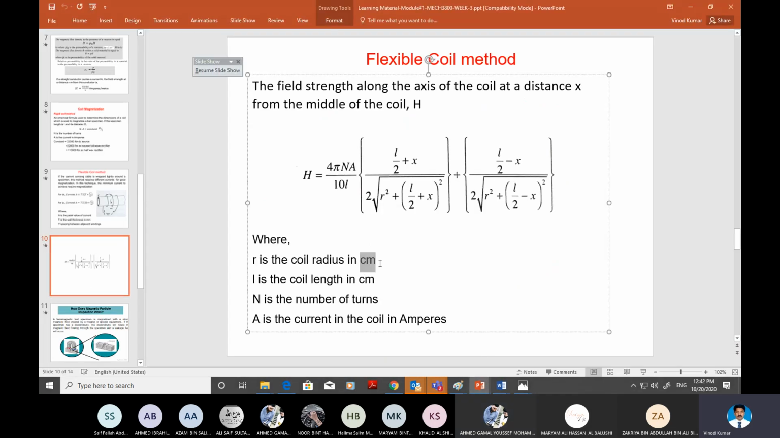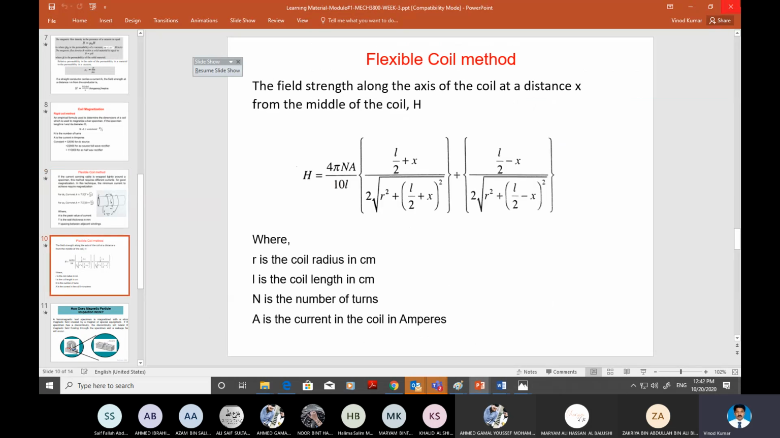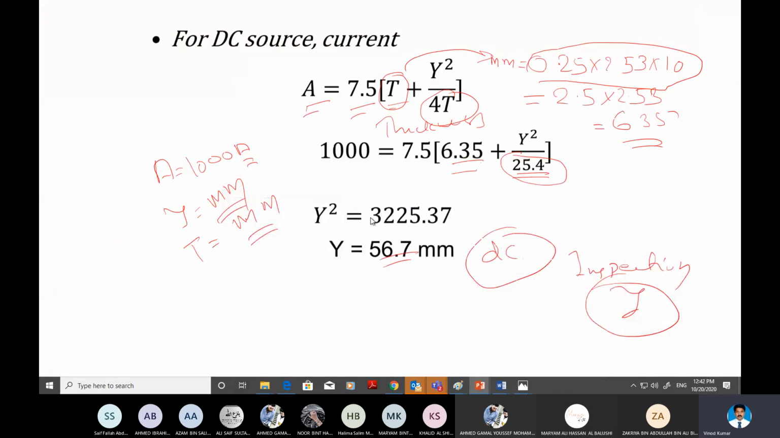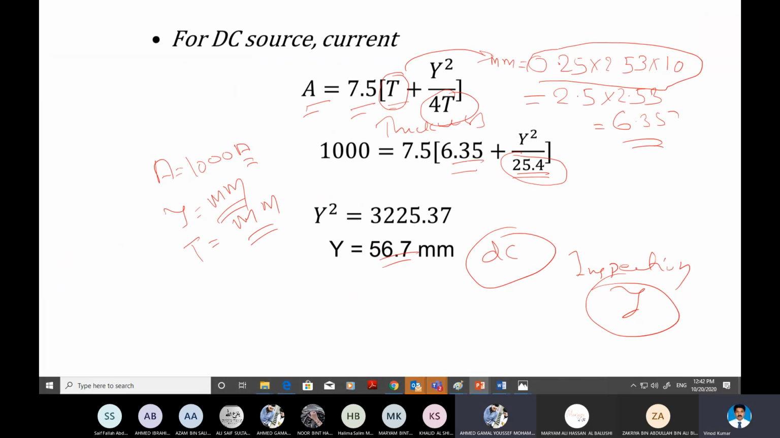Have you noticed these units here and the units here? T in millimeter, Y in millimeter. Why? Because these are empirical equations. That's why. Is that clear?